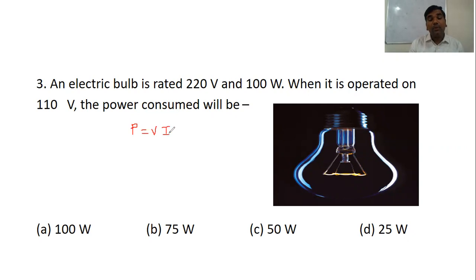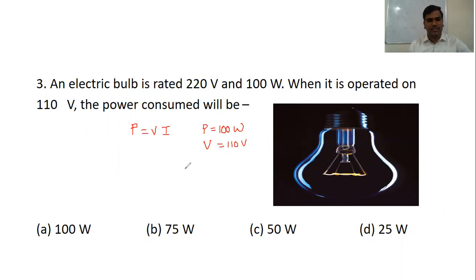But the problem here is we don't have the current. So first, they gave the power of the bulb as 100 watt. But this bulb we are connecting to a 110 volt source, so V is equal to 110 volt. There are multiple ways we can solve the problem. If I substitute here, we have to find the current again.